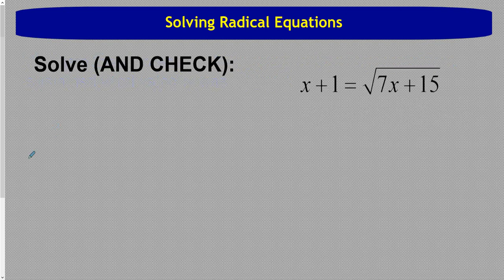Oh, I just gave myself some work, I guess. So let's solve this guy. Remember, first step, isolate the square root. Well, if we notice, square root is by itself, so that's good news. Now we just need to square both sides.